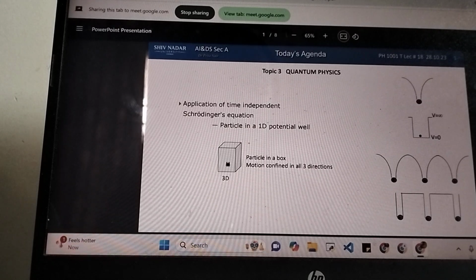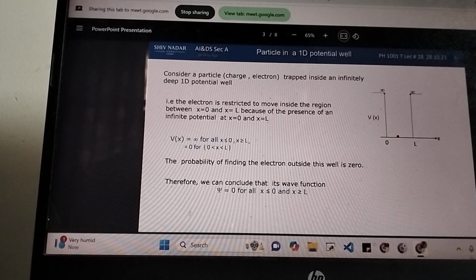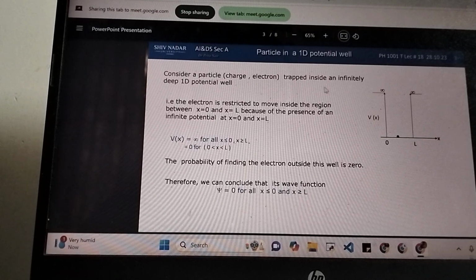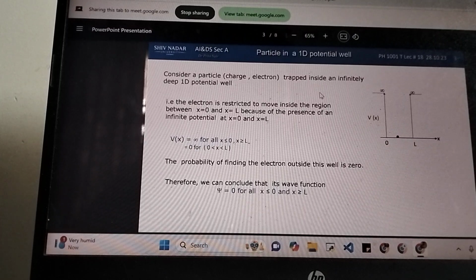Yeah, so what we are going to see today is very simple stuff, some basic math and a little bit of theory. So we'll start with a particle in a 1D potential well. This is based on the concepts we saw in the previous lecture.